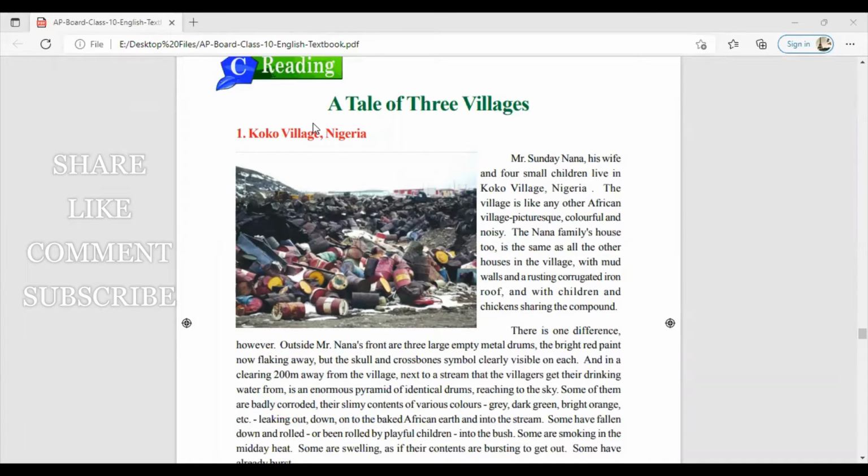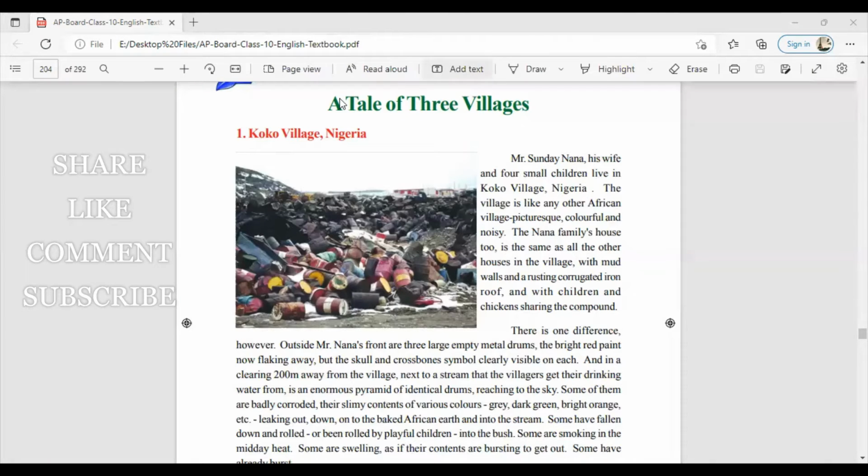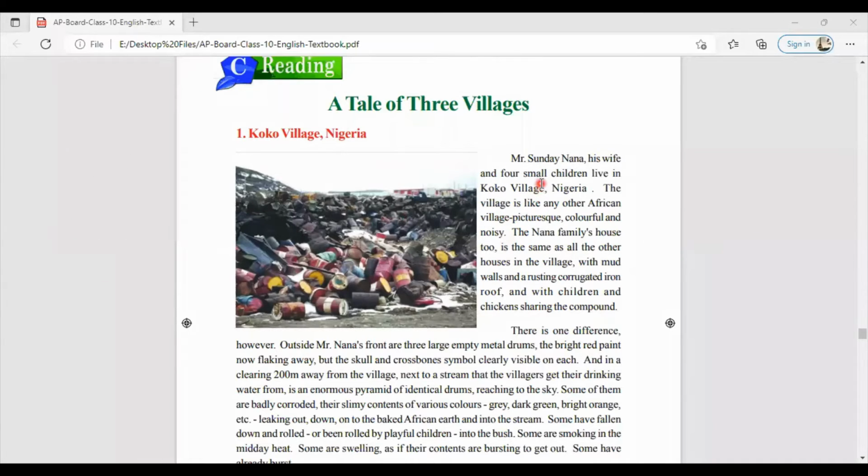So let us go on with the summary of the first lesson here. This is a story about a cocoa village which is in Nigeria. In this story we find a character, Mr. Sunday Nana. He used to live with his wife and 4 children in Cocoa Village, Nigeria.